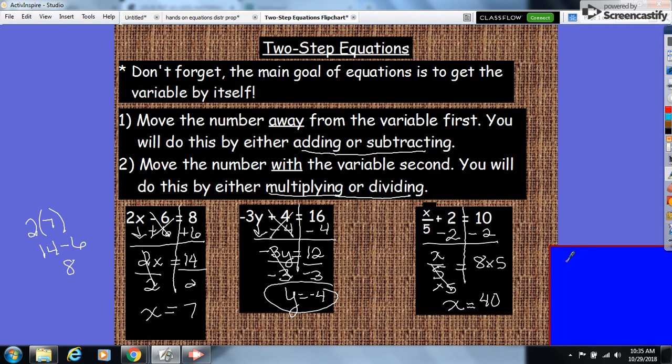So that's how you solve two-step equations. Good luck.